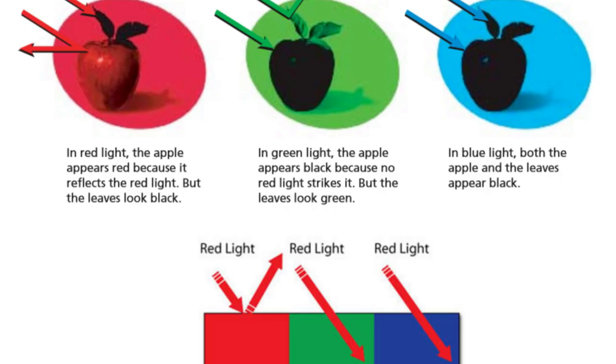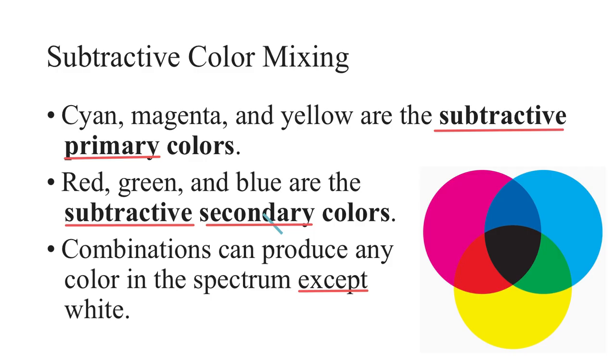And so as we light up things through these filters, which is what I would like to do on Thursday, is do this with actual filters. But when we light up based on different filters, you're going to get a different reflection back based on what the original absorption was in just a white light and just a normal light that comes through. So then let's look at subtractive color mixing. Cyan, magenta, and yellow are the subtractive primary colors. Red, green, and blue are the subtractive secondary colors. And combinations of subtractive can produce anything except white.